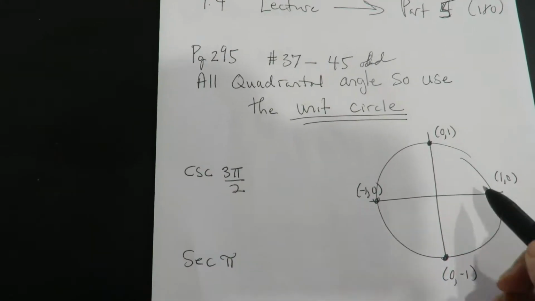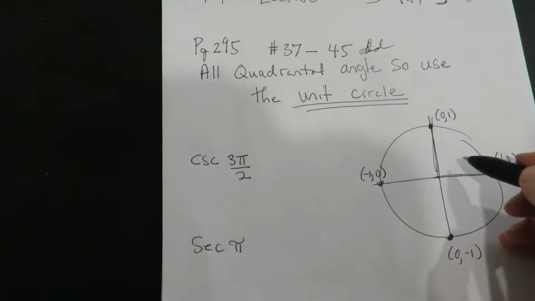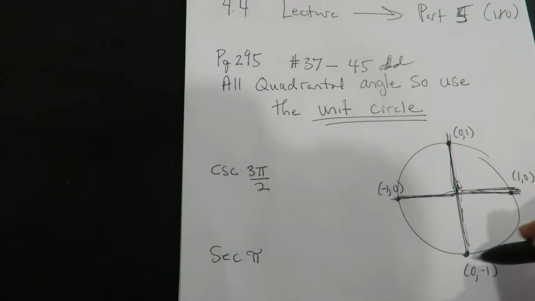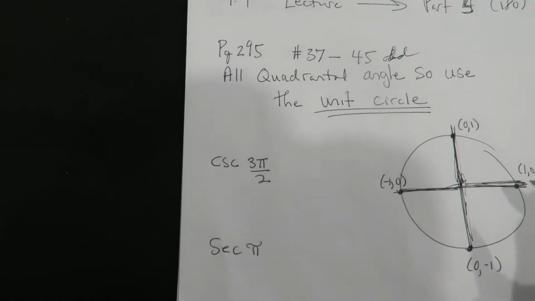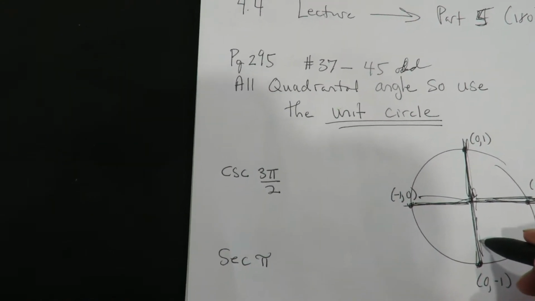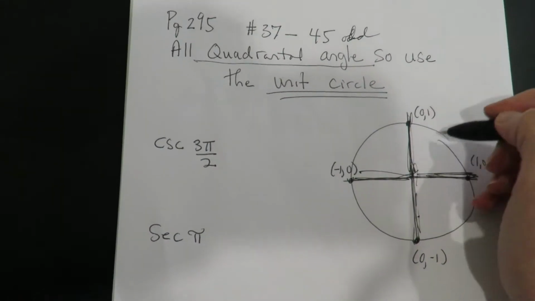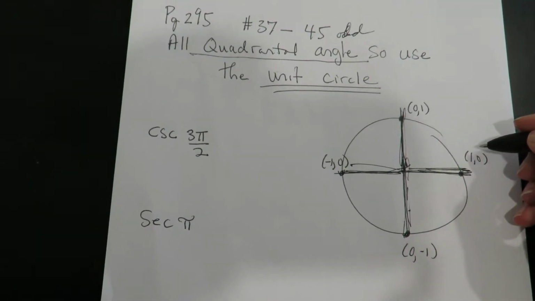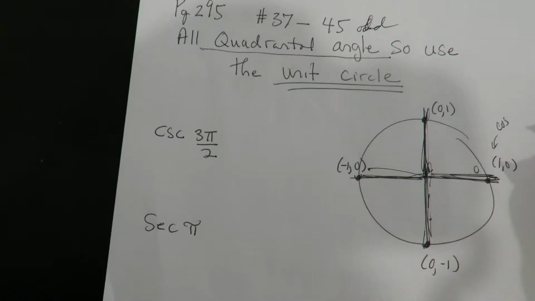A quadrantal angle is an angle that falls on the axes, meaning it's 0 degrees, 90 degrees, 180 degrees, 270, 360, and on, wrapping around the circle in a counterclockwise or a clockwise direction. Anytime you fall on any part of this axis, we call that a quadrantal angle. So this is the unit circle. The unit circle basically gives you the values for the sine and the cosine. The cosine is the first. So this is an angle of 0 degrees.